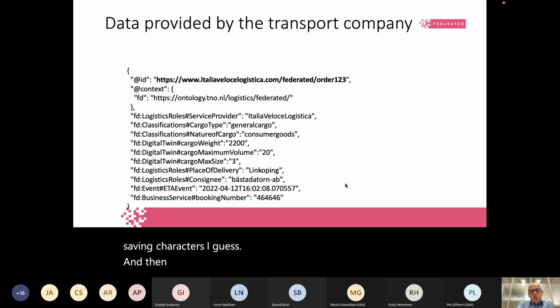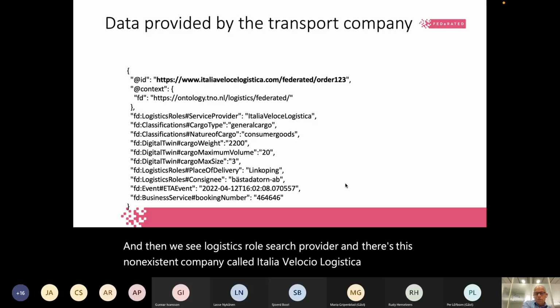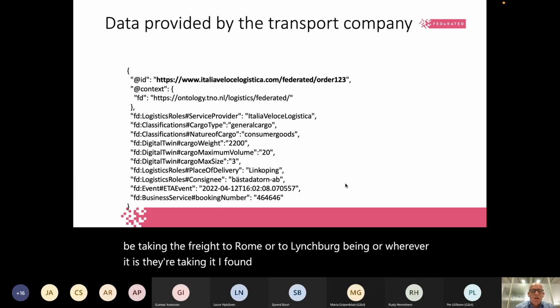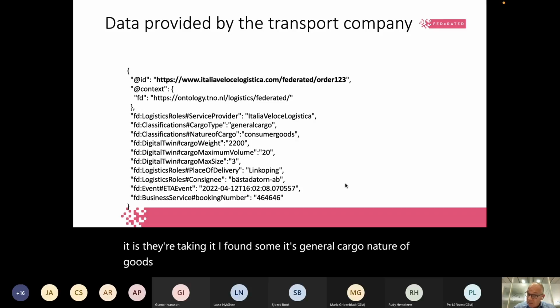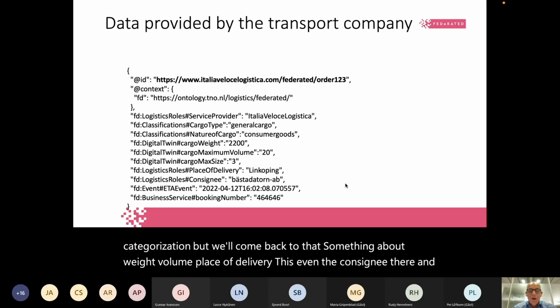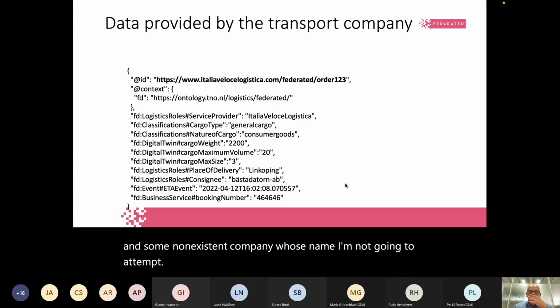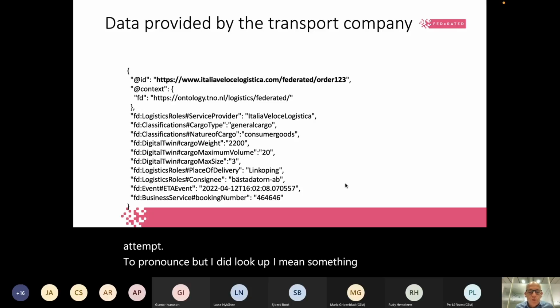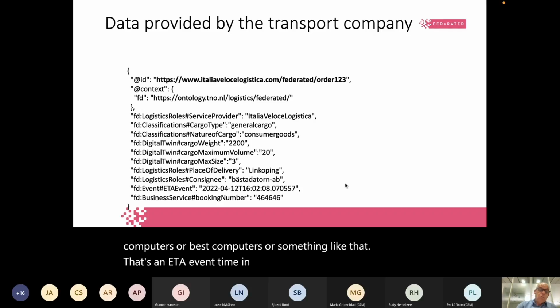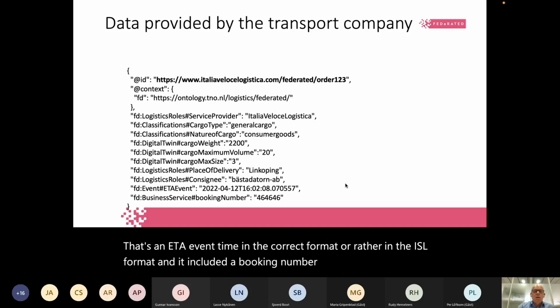And then we see logistics role service provider, and there's this non-existent company called Italia Veloce Logistica that is going to be taking the freight to Rome or to Linköping or wherever it is they're taking it. I found some, you know, it's general cargo, nature of goods, consumer goods. I don't think that's an existing categorization, but we'll come back to that. Something about weight, volume, place of delivery. There's even the consignee there and some non-existent company whose name I'm not going to attempt to pronounce, but I did look up. It means something like good computers or best computers or something like that. There's an ETA event time in the ISO format. And I've included a booking number, which will be useful in the subsequent exchange.